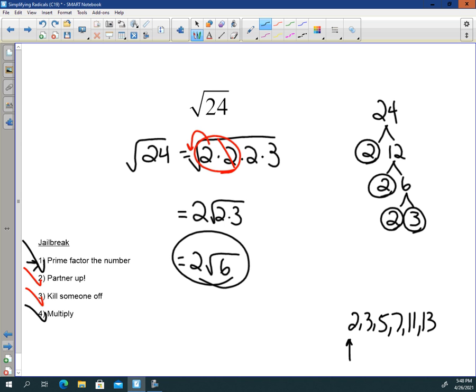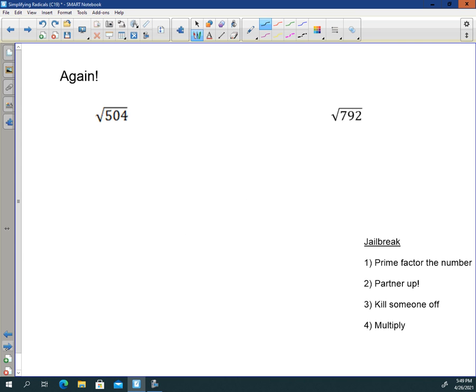So in order to take that square root of 24 and break it down to its simplest form, we prime factor, we partner up, we kill someone off, we multiply to simplify, and we get the simplified version of the square root of 24, which is 2 times the square root of 6. If you plug both of those numbers into a calculator, you're going to get the same decimal approximation because they have the exact same value. All right, let's do it again a couple times.